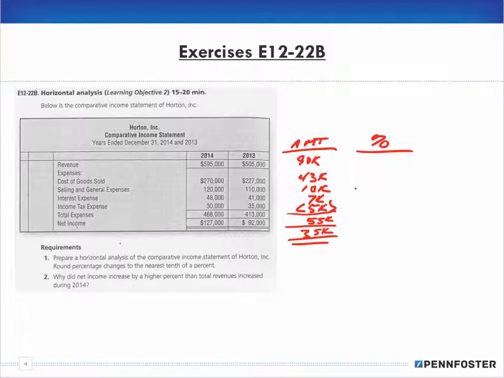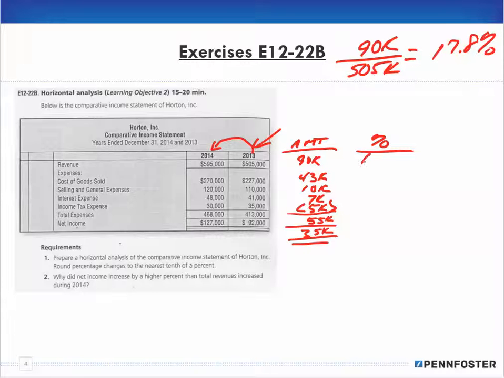Now I have to figure out the percentages. If the amount is 90,000, remember that's the difference from 2013 going to 2014. So we use 2013's figure as the basis. I take 90,000 and divide it by 505,000, and that gives me 17.8%. Then I do the same exact thing for all of these numbers, just like I did for the amounts.